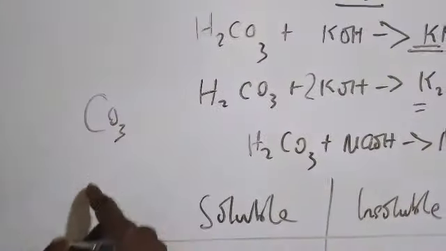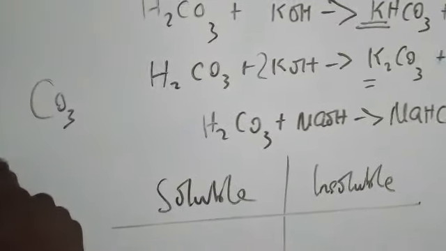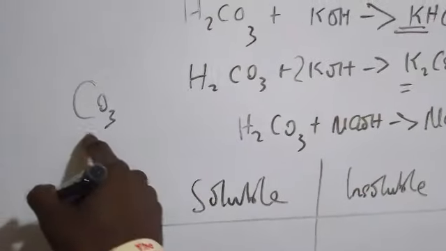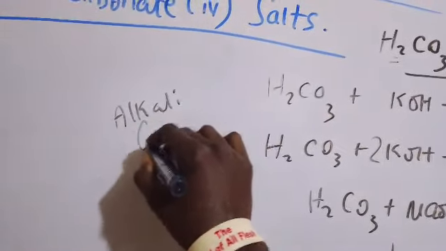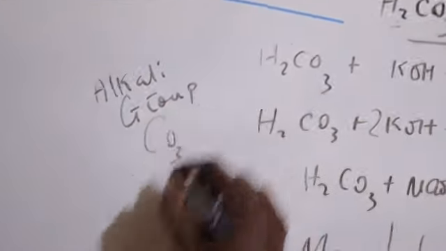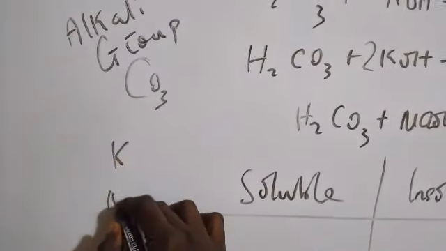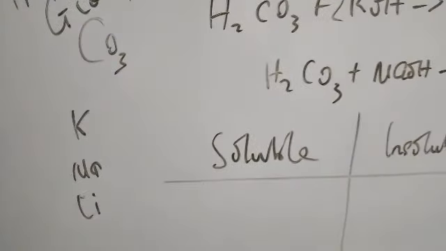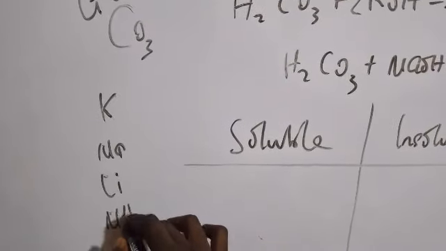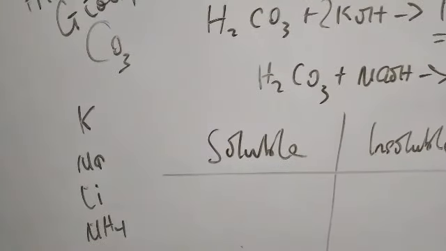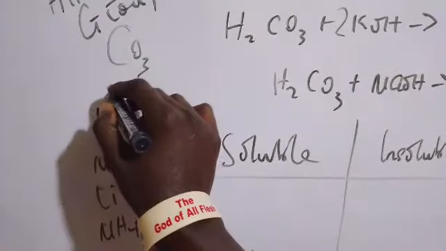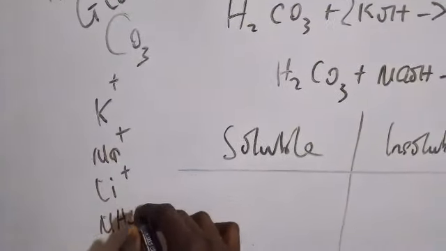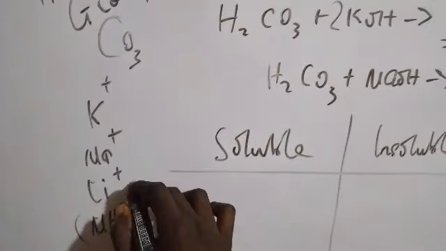To make it easy for you, remember that we have CO3 as Trioxocarbonate 4. Now, Trioxocarbonate 4 of alkaline metals. Remember that alkaline metals are group 1 elements. So let's write group 1 elements. We have potassium, sodium, lithium, and we can also add ammonium. This one is a radical. Trioxocarbonate 4 of ammonium is also soluble. All of them are univalent: K+, Na+, Li+, NH4+.